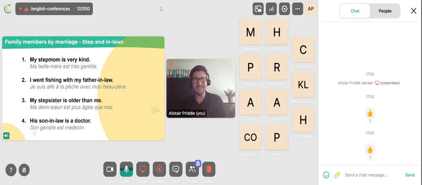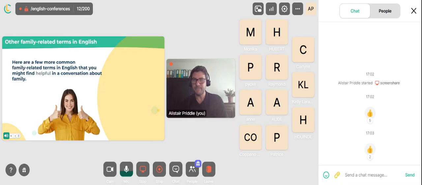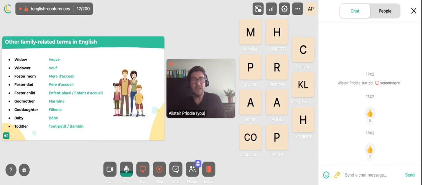Okay, some nice sentences there that use some of this family vocabulary. Well, let's think about some other family-related terms in English. Here are a few more common family-related terms in English that you might find helpful in a conversation about family. So here we go with some other family-related terms or vocabulary. I'm going to read through the list, and yes, I will read through it twice.